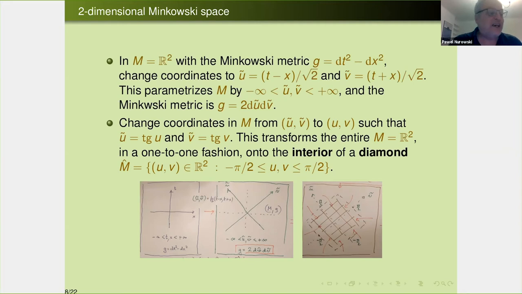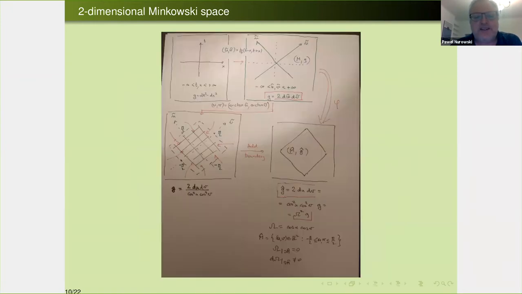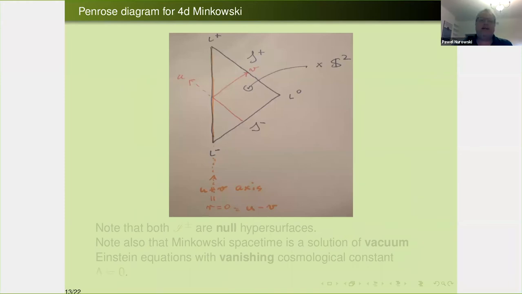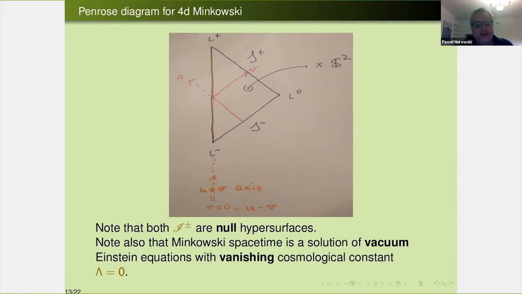The point is that you are not considering the entire conformal class. You start with a given Lorentzian manifold, and you want to associate to it a conformal compactification. I claim that maybe these omegas may be different, but the causal structure of this boundary for a given M is essentially the same. So the essentially topological picture like this one or like this other one will be the same. But we will pass to this in a moment. The thing which is important here is that these scri's are null hypersurfaces. And let me make another trivial observation: note that Minkowski spacetime is a solution of the vacuum Einstein equations with vanishing cosmological constant.